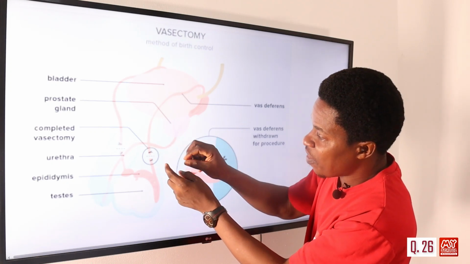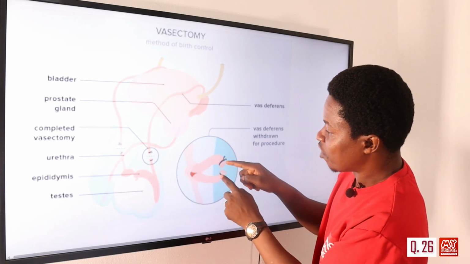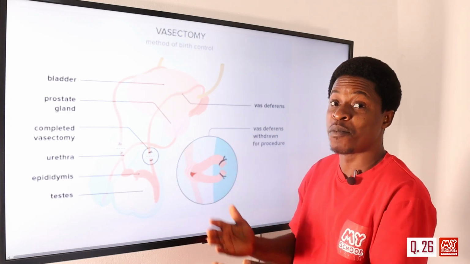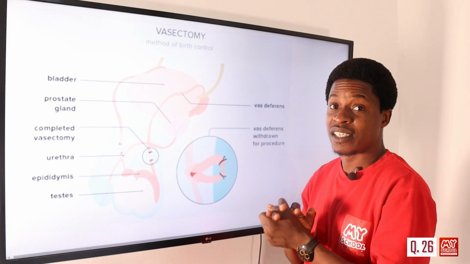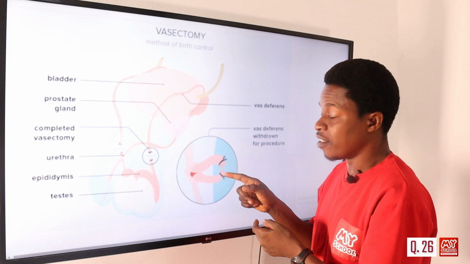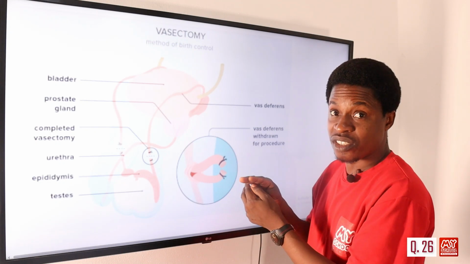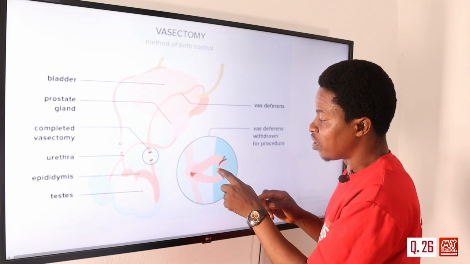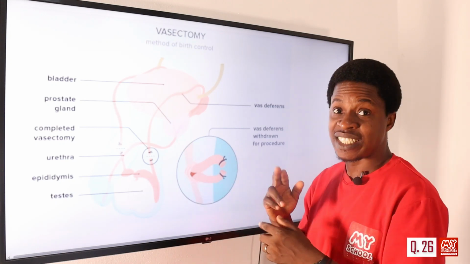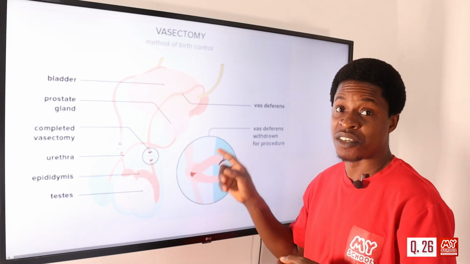When it is cut off, it is tied this way, such that the sperm that is produced here cannot move again into this point. So no matter how much sexual intercourse the male counterpart has, the female will not get pregnant, because there has been a cut at that particular point. This part where it is cut is called the vas deferens. So it's the vas deferens that is actually cut off, and kept for some time. Maybe it is tied down so that the sperm cell will not move.